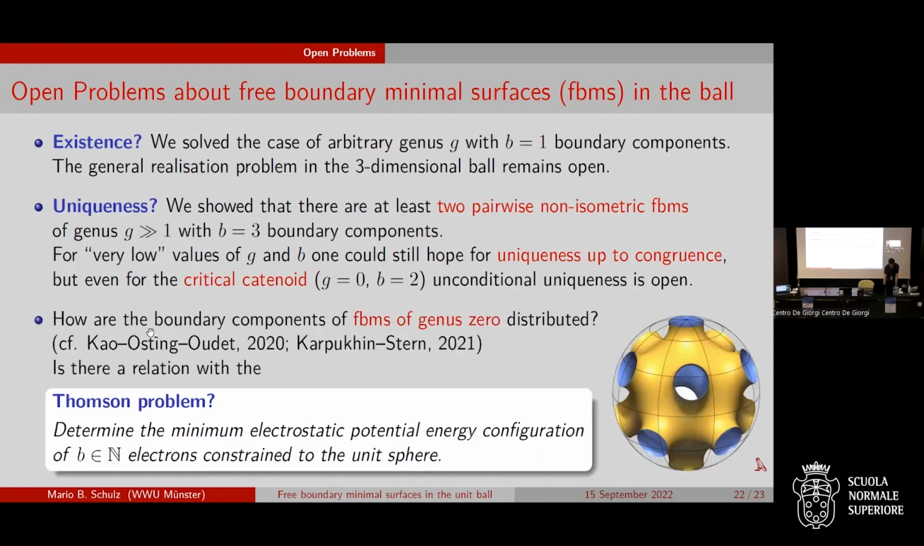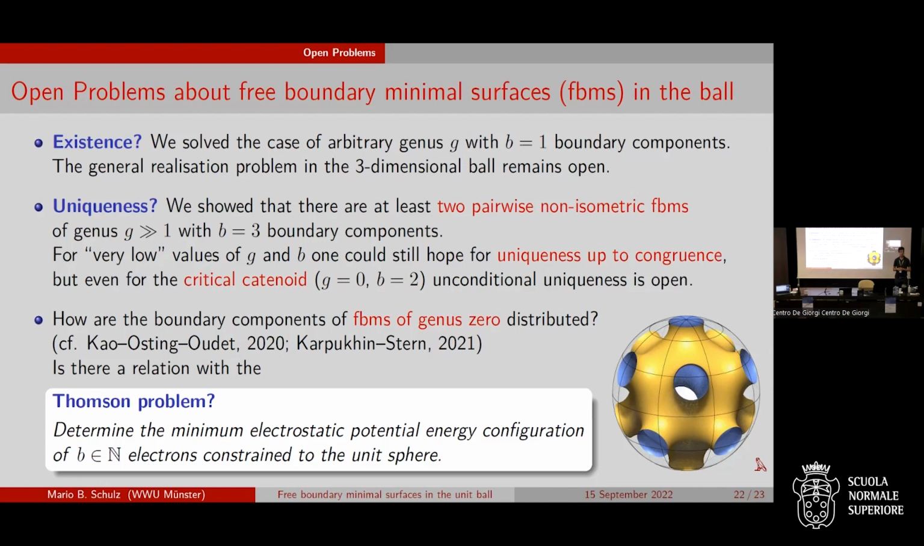And just as a final remark, I want to draw your attention to something which relates a little bit to the previous talk by David. I would like to ask, specifically in the genus 0 case, how are the boundary components distributed? There has been an interesting observation by many people, including myself independently, that if you take the free boundary minimal surface of genus 0 that corresponds to the Steklov maximizer, then the boundary components are arranged in a similar way as electrons would arrange themselves on a metal ball to minimize the Coulomb energy.